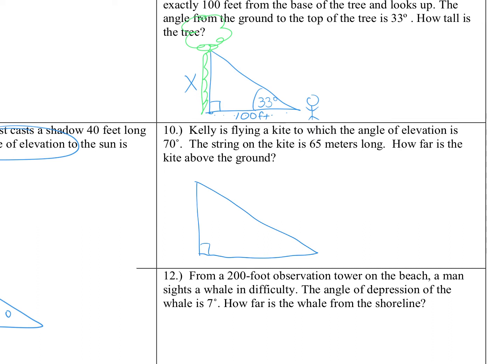Angle of elevation. Bottom right. It's always formed with the ground here. Why did I put 65? Sorry, 70, that's what I meant. The string on the kite is 70 meters long.